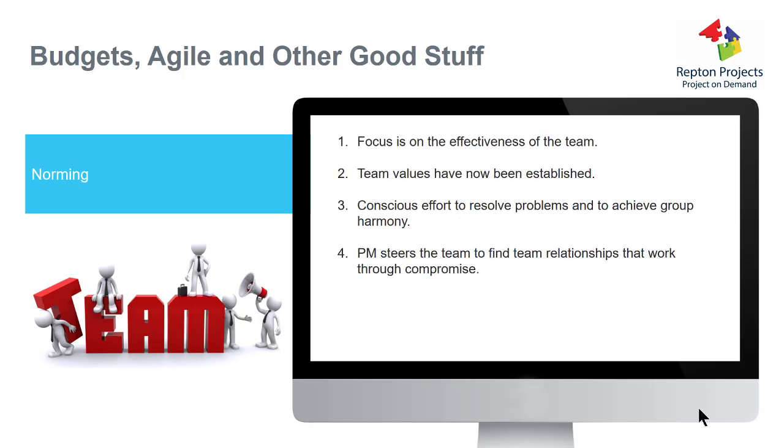The third phase, norming. Here the focus is on the effectiveness of the team. So we've been through that conflict phase, we've started to gel now as a team. We've got team values established, so everybody understands how each other ticks. Everybody, not just the project manager, makes a conscious effort to resolve problems and to resolve conflict, because the group wants to achieve that group harmony, because they know that they've got some particular project goals and they all understand those to deliver.